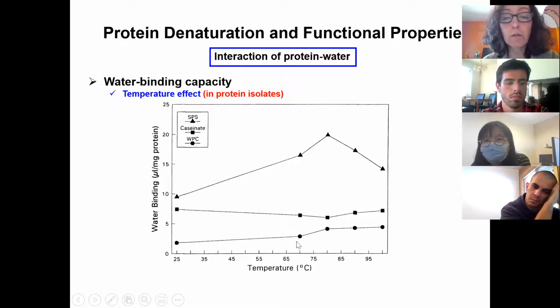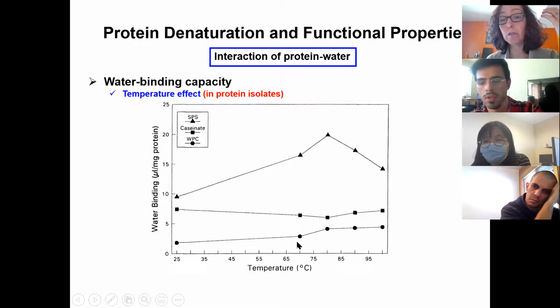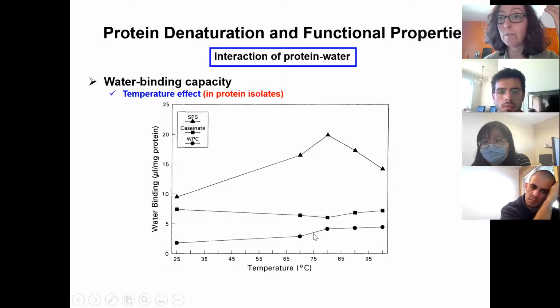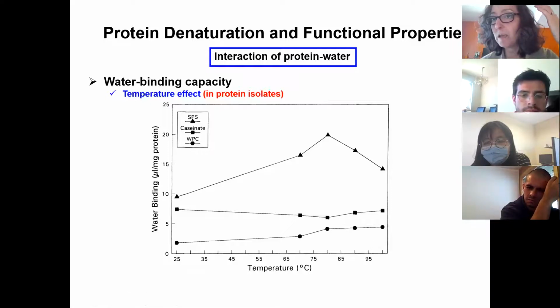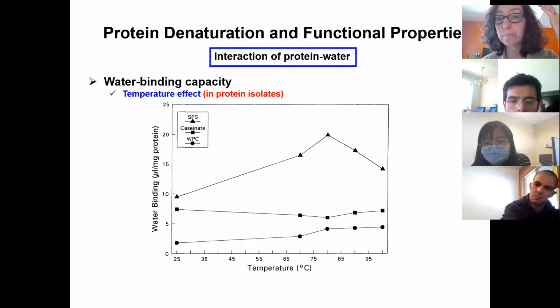If we look at whey protein, denaturing around 70 degrees, right? After 70 degrees, we start seeing an increase in water binding until we reach a plateau, because nothing is happening beyond that. The protein denatured, and it bound as much water as it could in that denatured state.